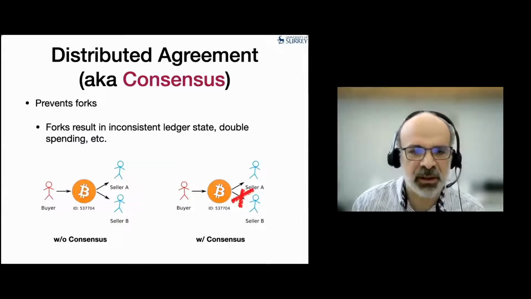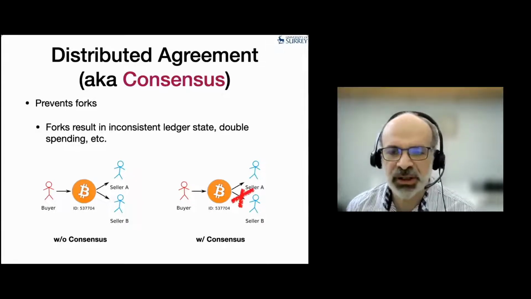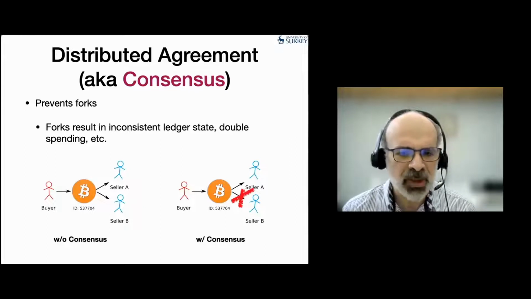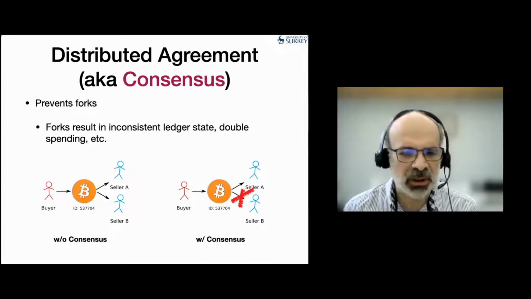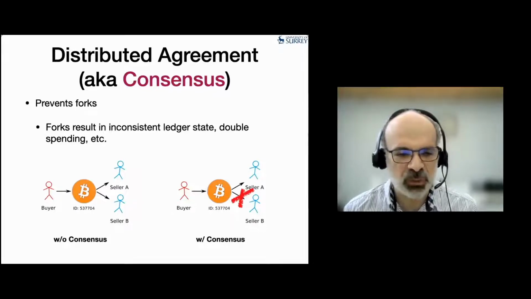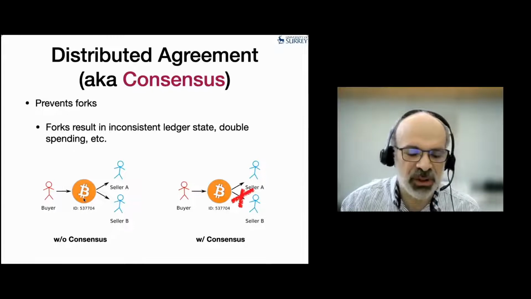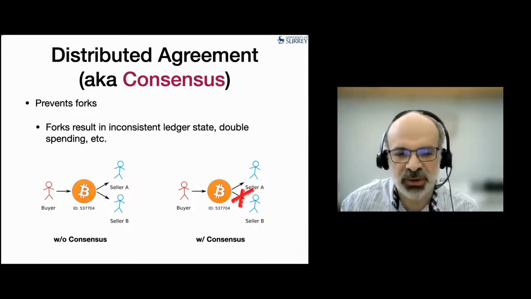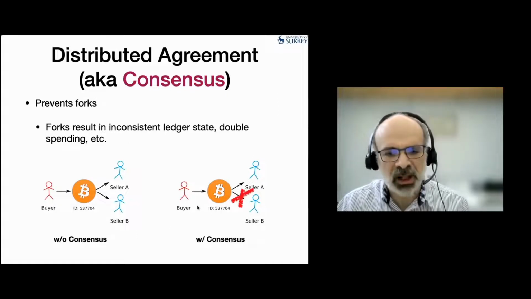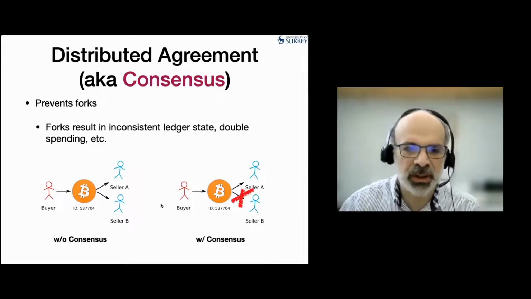Okay, so this is important because this prevents forks, right? And forks in the blockchain can result in all kinds of unpleasant things, such as, for example, double spending. You can see here that if we have a fork, then a dishonest buyer, for example, can pay twice to different sellers using the same coin. So this is without consensus on the left, and with consensus, of course, only one branch can win, and therefore these kinds of scenarios will be prevented.